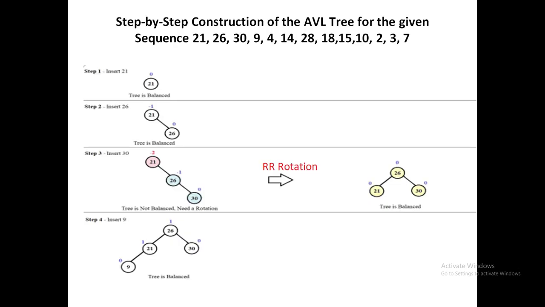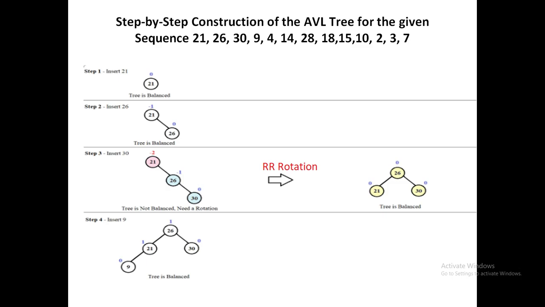So for insertion of 21, next 26, which is greater than 21, so it is the right child of the parent 21. The balancing factor, for the left subtree and right subtree of 26, is 0, and for 21 the left subtree is 0 minus the right subtree 1, so the answer is minus 1. If you are inserting 30, that will come under the right child of 26.